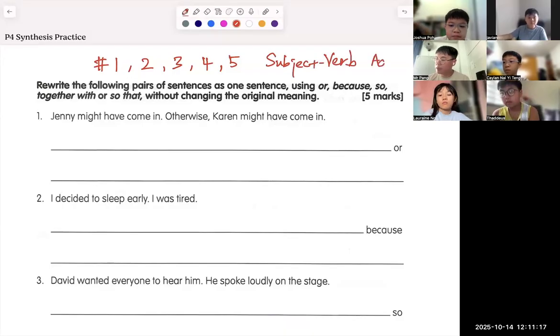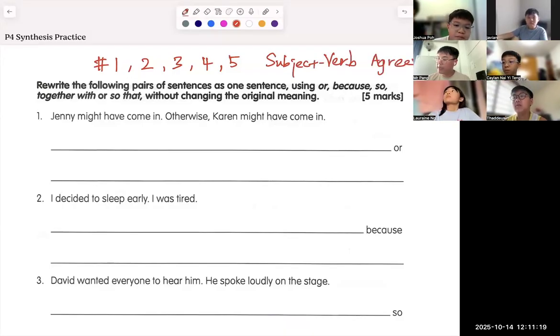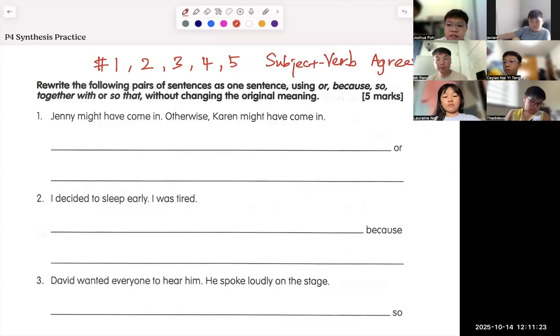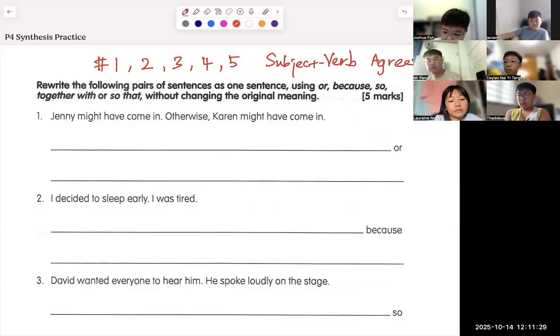Subject-verb agreement, okay? And by that, I mean that whenever there's a verb, right, it must always agree with the subject in terms of its number, correct? One puts S after the verb, many no S after the verb. I'm always looking at the subject and I'm always looking at the verb, right? So the verb and the subject must agree in terms of number and also in terms of tense, okay?